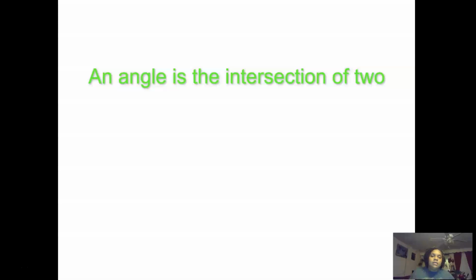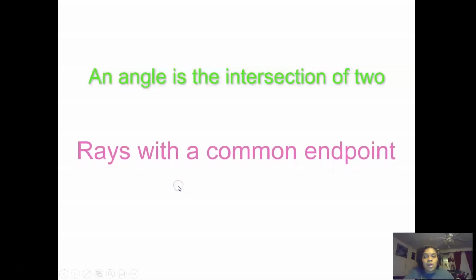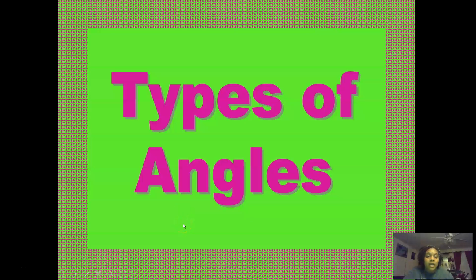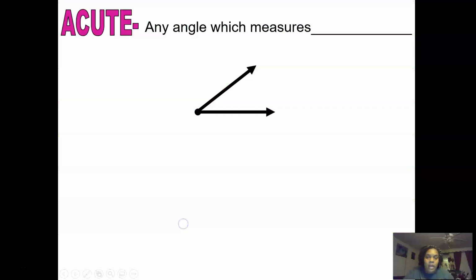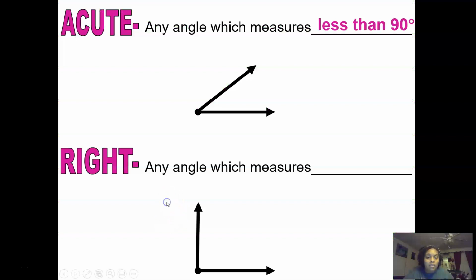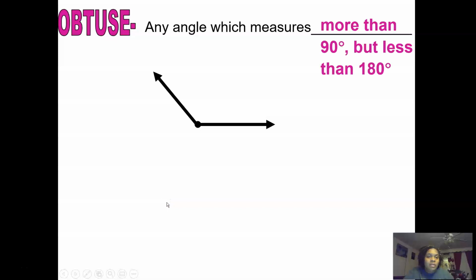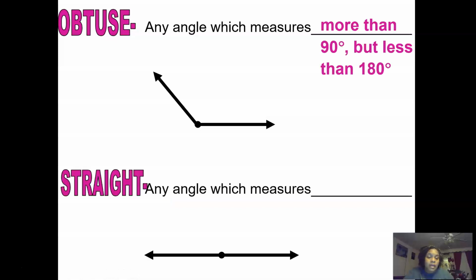An angle is the intersection of two rays with a common endpoint. When we talk about the Pythagorean theorem, we're talking about a right triangle, and a right triangle has a 90-degree angle. So what are the types of angles we have? We have an acute angle, which is less than 90, a right angle, which is 90, an obtuse angle, which is more than 90 but less than 180, and then a straight angle that is exactly 180 degrees.